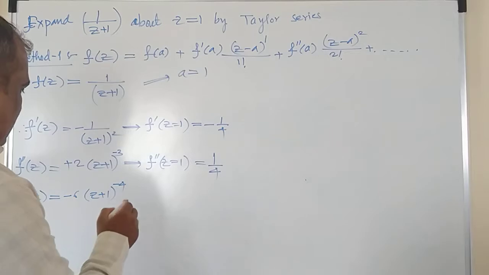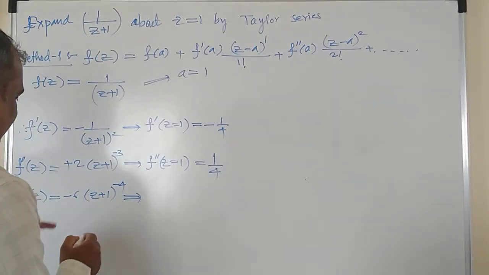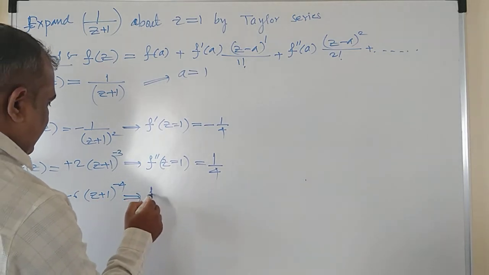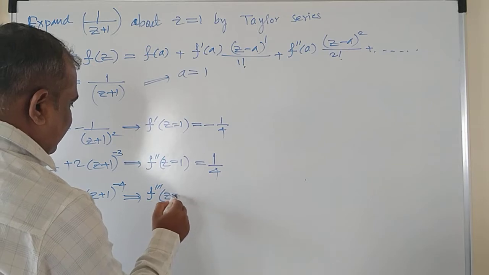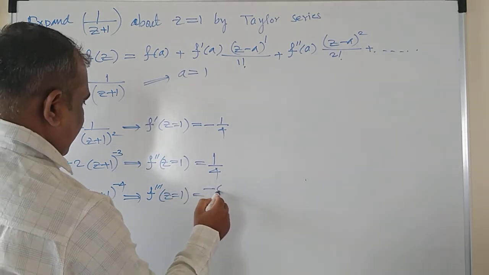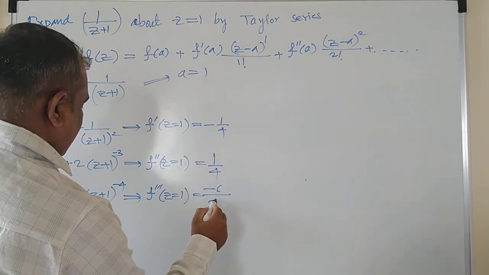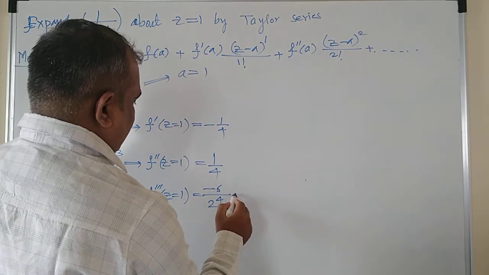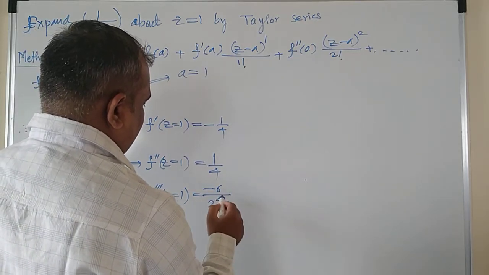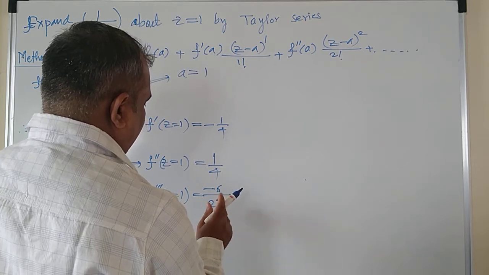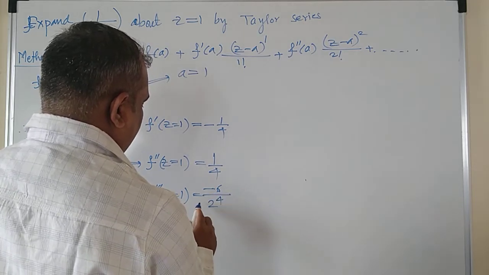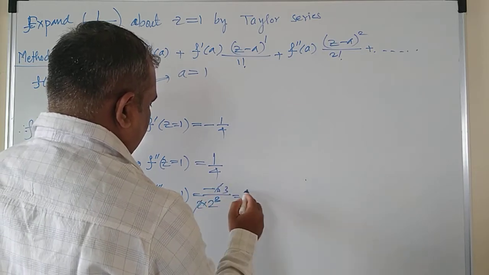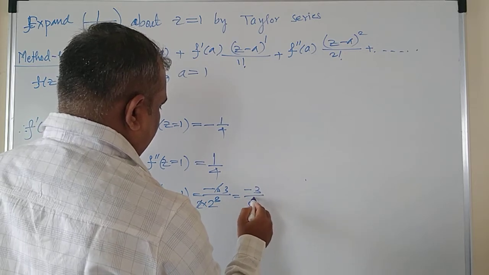1 by 4. And this is minus 6. And this is 2 raised to power minus 4. Let me write here. F triple dash at z is equals to 1 is equals to minus 6 upon 2 raised to power 4, right? So this 2 raised to power 4, that means I will write 2 into 2 cube. This gives you minus 3 upon 2 cube.